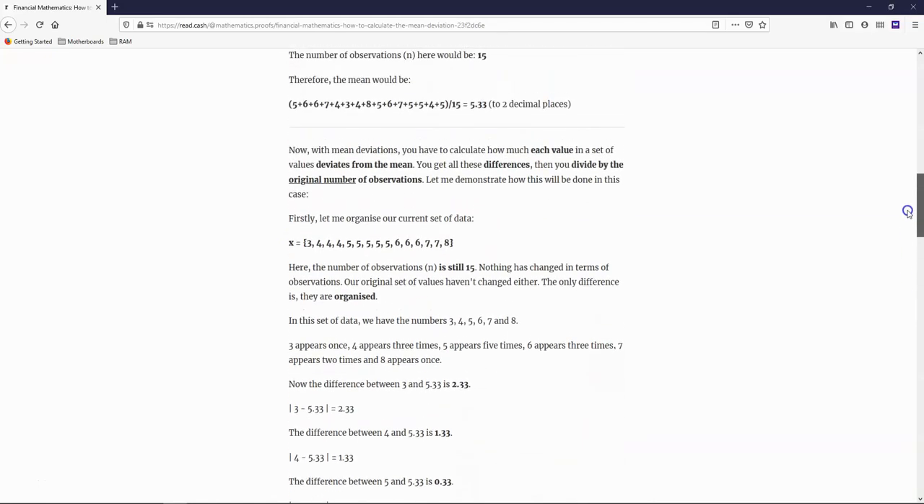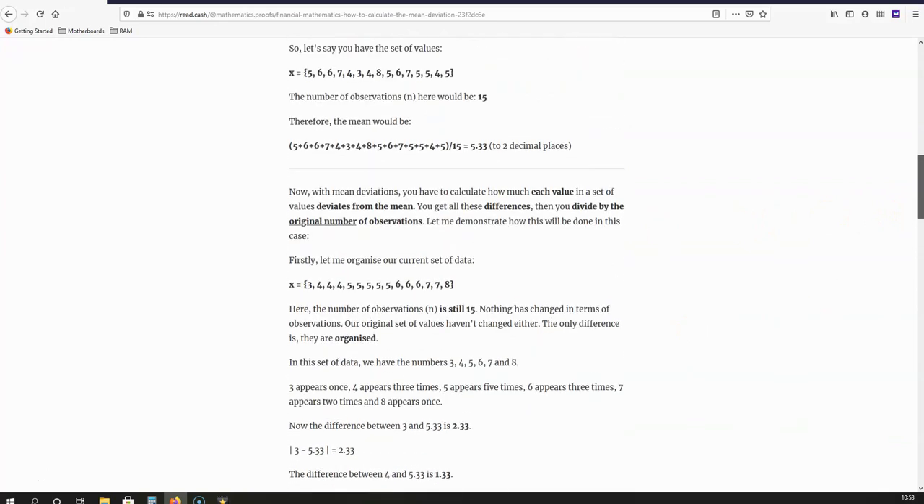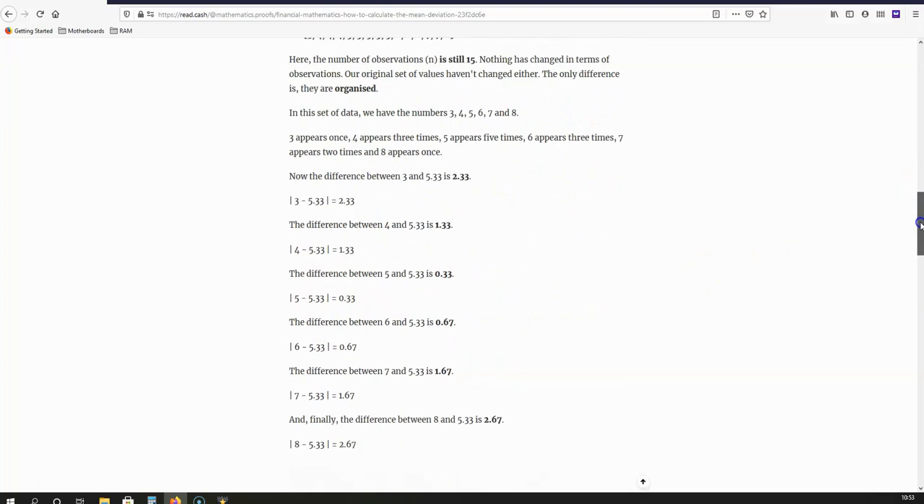Now here's what you need to note. The value 3 appears once. The value 4 appears 3 times. The value 5 appears 5 times. The value 6 appears 3 times. The value 7 appears 2 times. And the value 8 appears once. Now we have all these differences, okay? And we've also figured out how many times each of these values appear. With this information, we can now find the mean deviation.